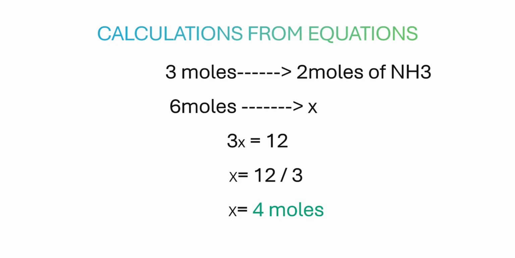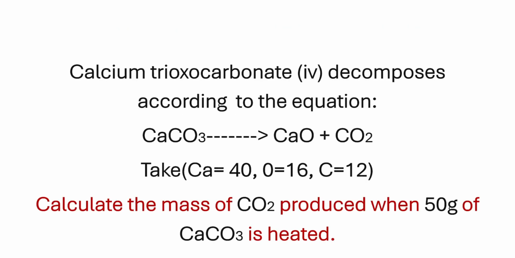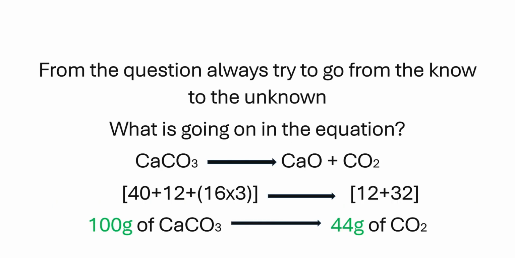That's our final answer. Here, we are asked to calculate the mass of carbon(IV) oxide, CO2, produced when 50 grams of calcium trioxocarbonate(IV), CaCO3, is heated. So we start by calculating the masses of the reactant and the product to know what is going on there. Alright, so after that, we are going to realize that 100 grams of calcium trioxocarbonate(IV), CaCO3, decomposes to yield 44 grams of carbon(IV) oxide, which is CO2.